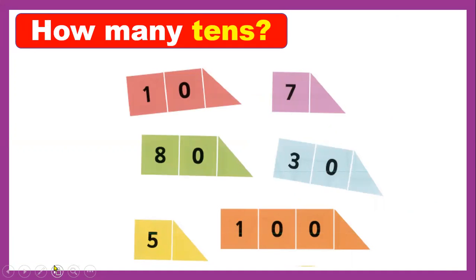So how many tens? Here we don't have tens, so we have 0 tens. Now how many tens? We have 1 tens. We have 8 tens that make 80. We have 3 tens. When we don't have a second number, we call it 0 tens. How many tens? Ones, tens. We have 0 tens. Okay?